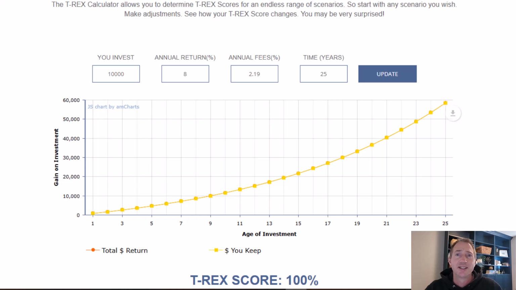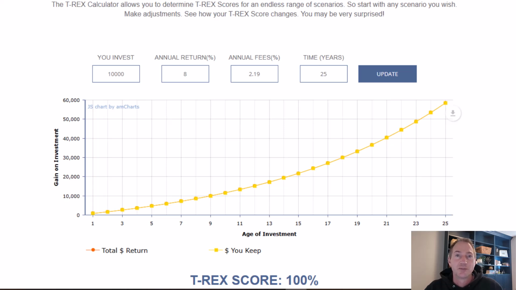I left the investment at $10,000. The initial investment doesn't actually matter when you're talking about your T-Rex score. The average annual rate of return I put as 8%. If you're an all equity investor, the worst 25 years in the S&P 500 ever has been 8%. So I just used 8%, and we can adjust those in a second. And I use a time frame of 25 years.